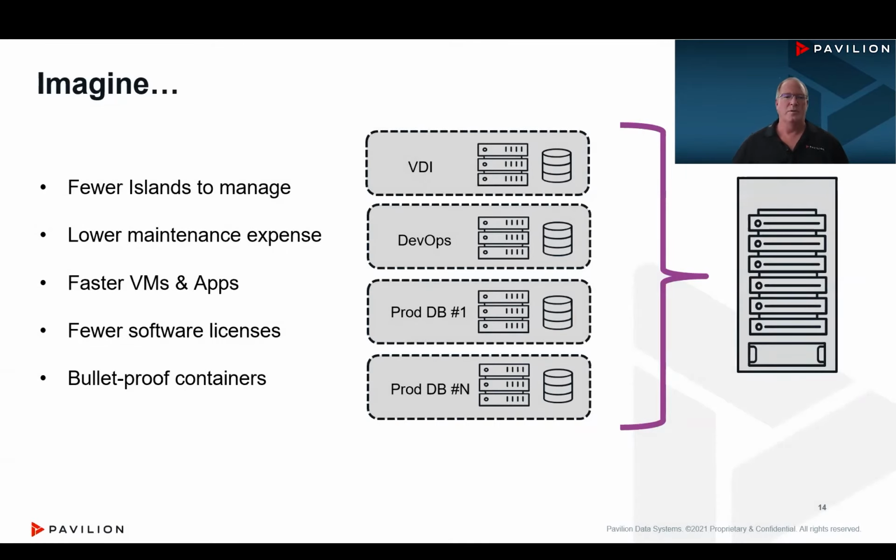everything could change? What if you could do this consolidation, taking advantage of vSphere 7, taking advantage of higher IOPS, lower latency, write performance, fewer islands, lower maintenance expenses, faster VMs and applications, fewer software licenses potentially, or take advantage of the software that you have and make it more efficient, and move to containers. So Keith, talk a little bit about how Pavilion makes this happen.